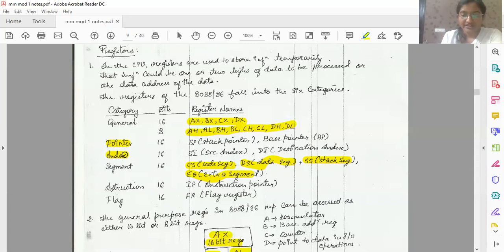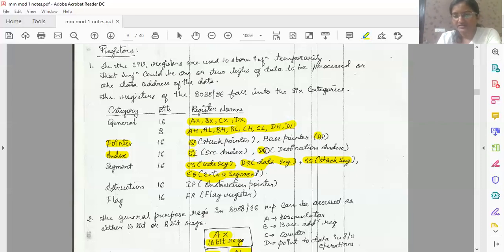Then we have the source index. It is a 16-bit register again, and the source index is used for indexed, based indexed, and register indirect addressing. It is also used for source data addresses in string manipulation instructions. So SP is done, BP is done, and SI is done. Next we have DI, the destination index register.